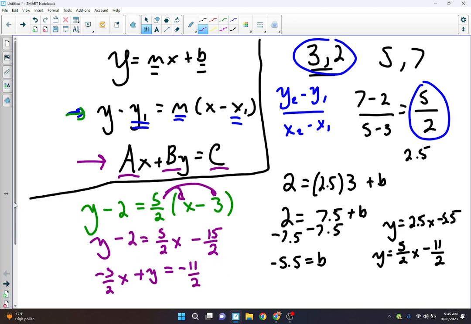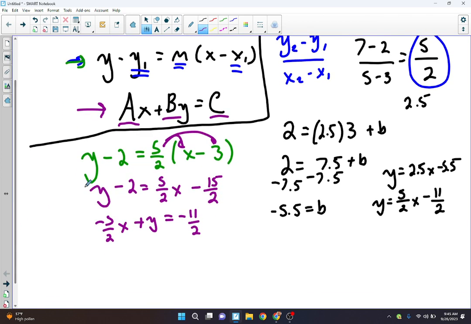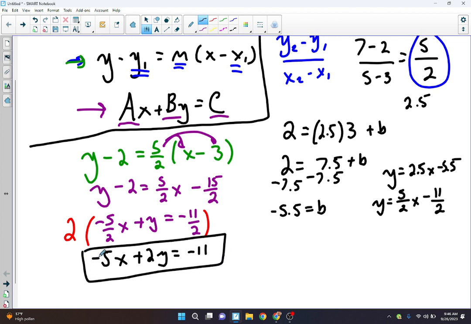The only difference about standard form is that it should be whole numbers. So in order to make these whole numbers, what would we do to both sides? Multiply by what? Good, multiply by 2. So it should be negative 5x plus 2y equals negative 11. I don't know if there's a rule about which one should be negative or positive, so I'm just going to leave it like this. There might be a rule that this should be positive. I'll let you know tomorrow, okay? All right.